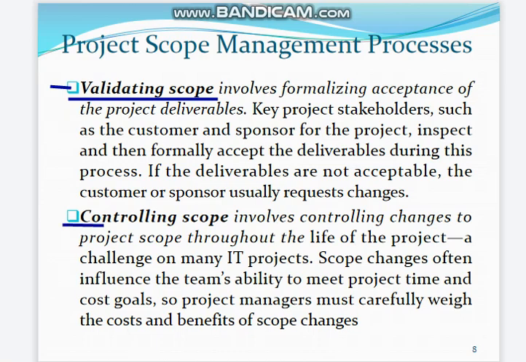Next, number seven process is controlling scope. Controlling scope involves controlling changes to project scope throughout the life of the project. A challenge on many IT projects, scope changes often influence the team's ability to meet project time and cost goals, so project managers must carefully weigh the costs and benefits of scope changes.